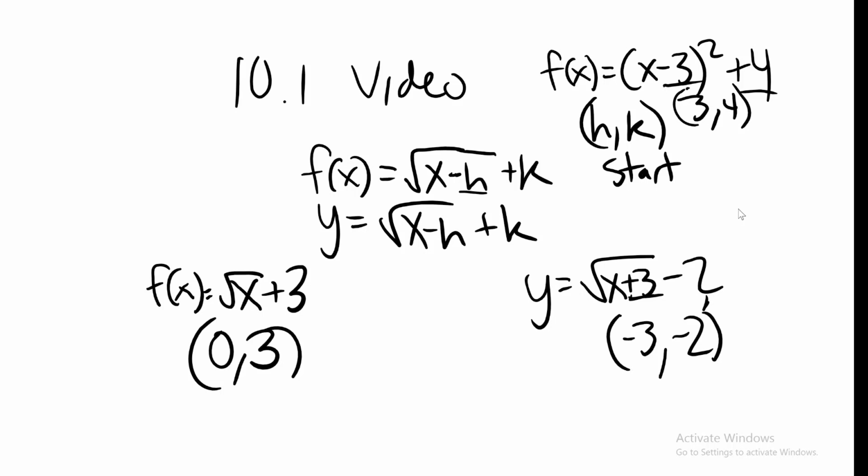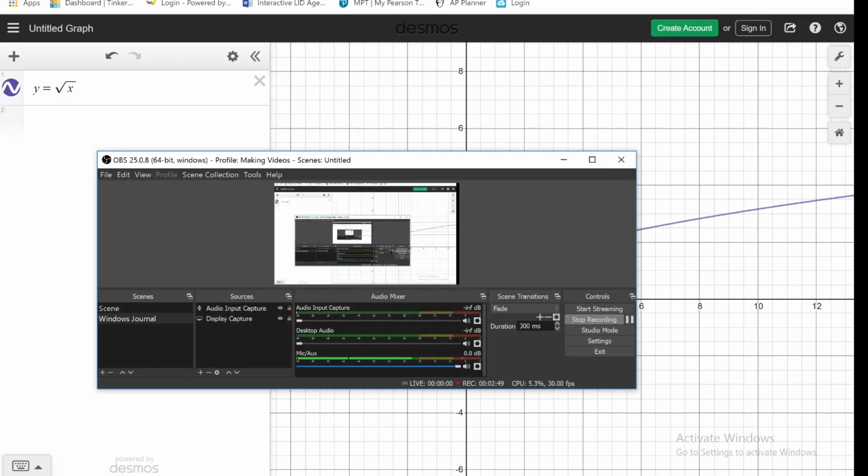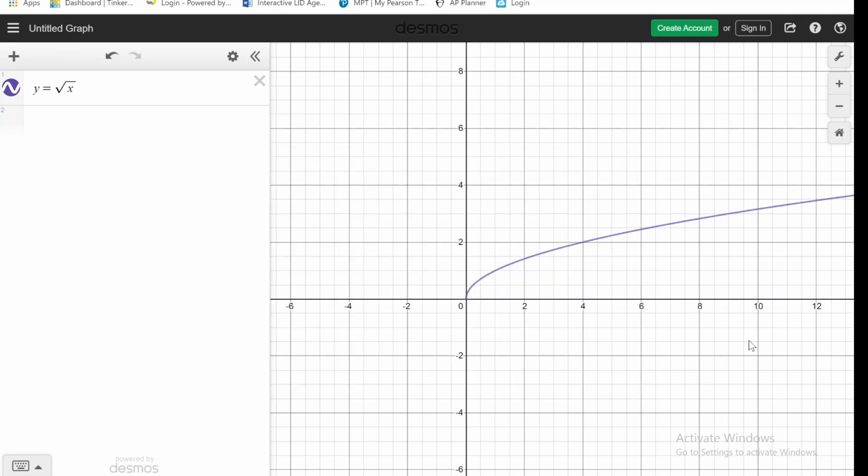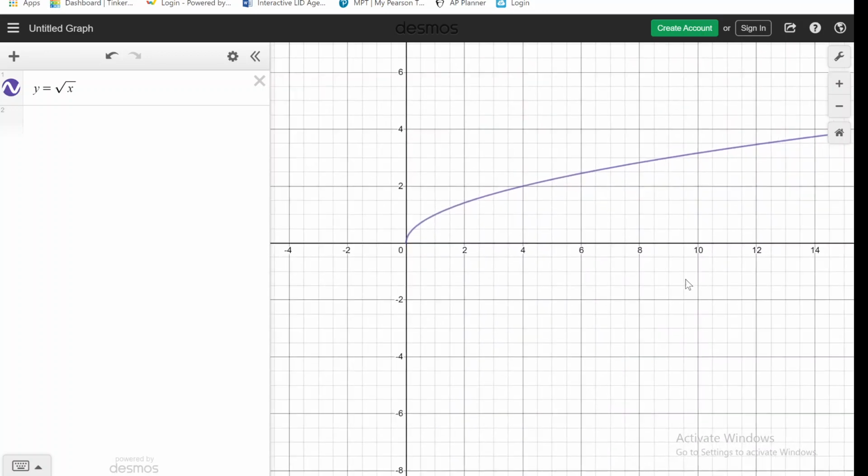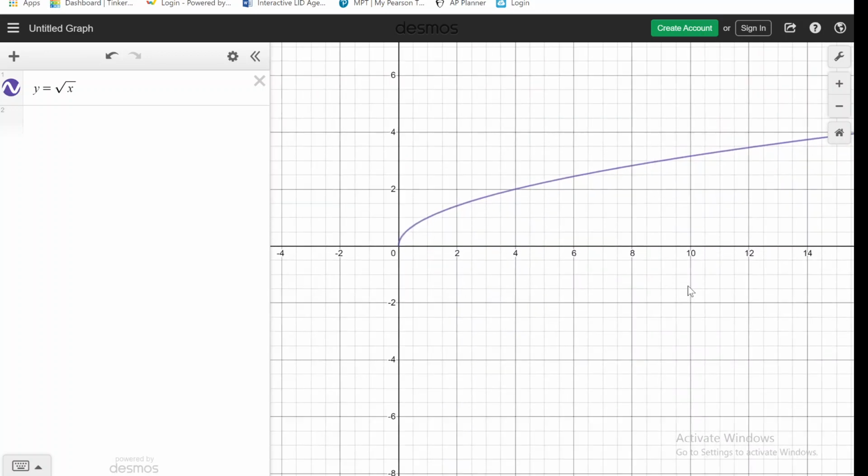Okay, now let's go and look at how these graph. So for that, we're going to head over to Desmos. This is what a square root graph looks like. It looks like something that starts off a little bit steep. So this one starts at 0, 0, and it starts off pretty steep, and as it goes along, it gets flatter and flatter. And that's what square roots look like.